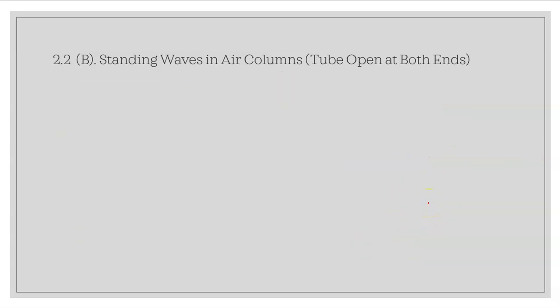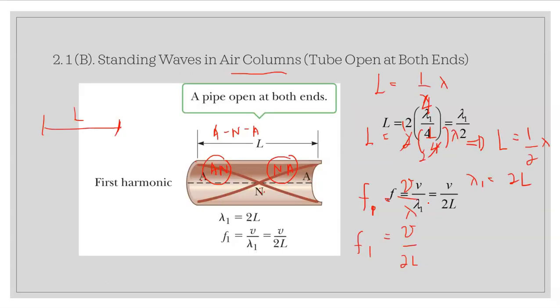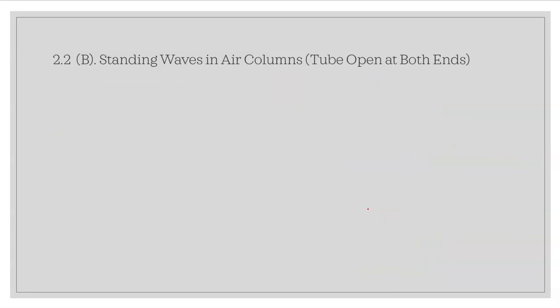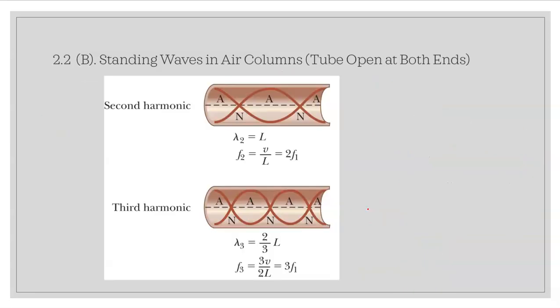So the equation for the first harmonic is F1 equals V over 2L for a pipe open at both ends. To produce the second and third harmonics, we do the same as before.